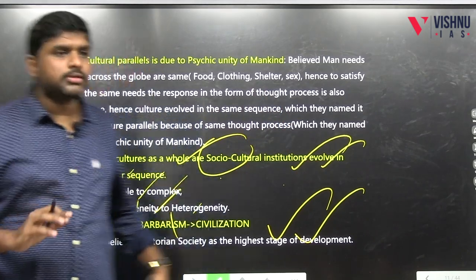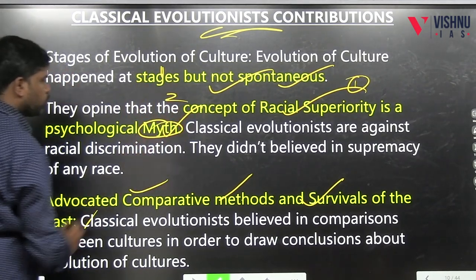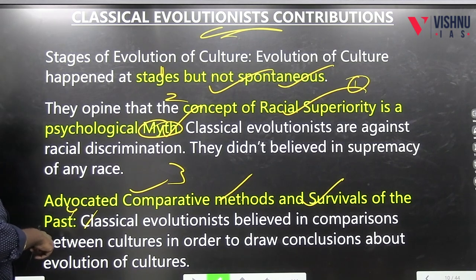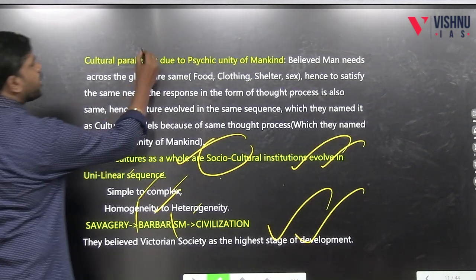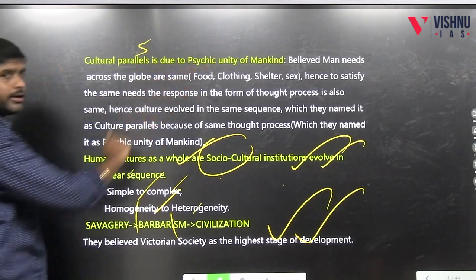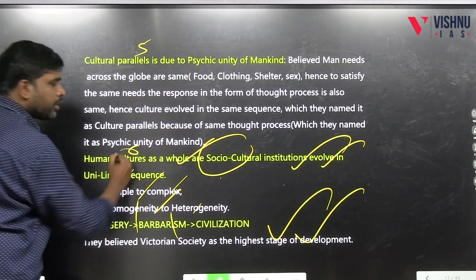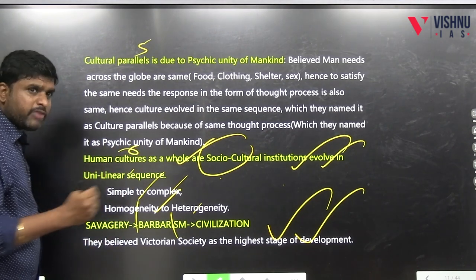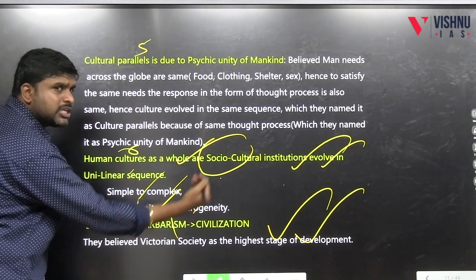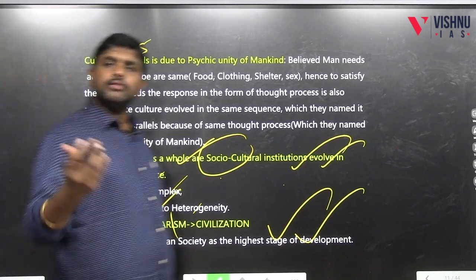For this, you will add examples. So, how many contributions are there? Number 1, number 2, number 3, number 4, together. Concept of survivals of the past. Number 5, culture parallels are due to psychic unity. These both are interrelated. Culture parallels because of psychic unity. Number 6, human cultures as a whole, socio-cultural institutions, evolve in a unilinear sequence, like simple to complex, homogeneity to heterogeneity, savagery, barbarism to civilization. Finally, so how many are there?